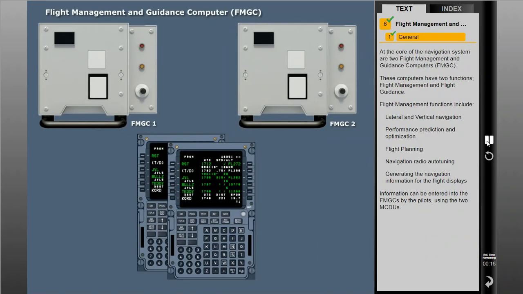Information can be entered into the FMGCs by the pilots using the two MCDUs. The captain's MCDU is connected to FMGC1, and the first officer's MCDU is connected to FMGC2.